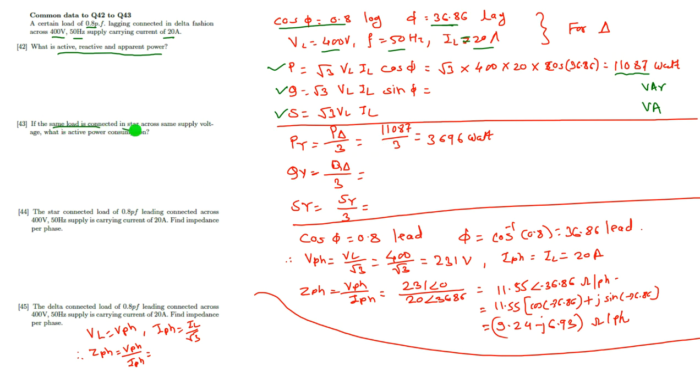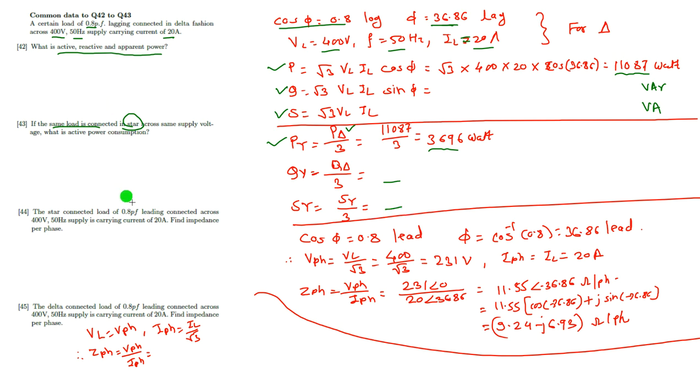Now what is the given? The same load is connected in star. What is the active power consumption? Whatever the power, if the same load is connected in the star fashion, which was in delta previously, then power consumption in star is power consumption in delta divided by 3. It will reduce by 3 times. So P delta is 11,087 divided by 3. So it will give you 3696 watt. Similarly, you can do for reactive power. Similarly, you can do for apparent power.